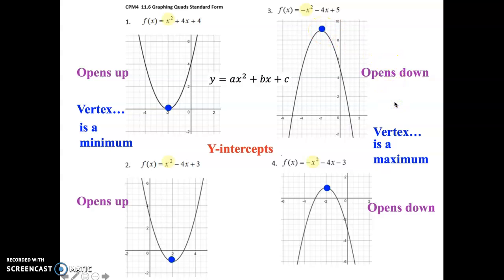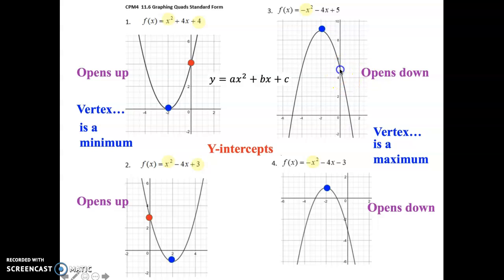What about y-intercepts? Let's take a look at the y-intercepts. Okay, I've got a y-intercept right here at 4. Take a look at that. That's my c. Down here, I have a y-intercept at 3. Look at my equation here. Look at my c. It's also a 3.